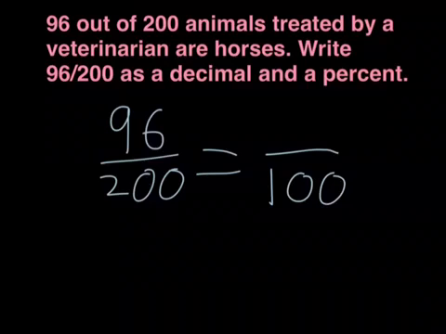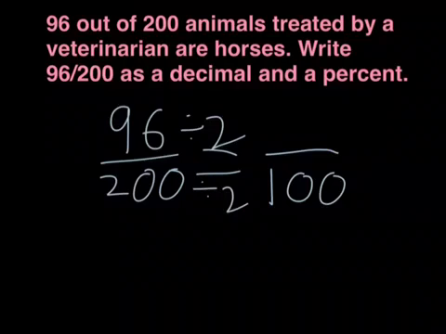So we have 96 over 200 as a fraction. Now, we know percent means out of 100. So if we can somehow find an equivalent fraction with 100 in the denominator, it becomes very easy to turn this into a percent. In this case, that is simple because 200 divided by 2 is 100, so we just have to divide 96 by 2 and we'll get an equivalent fraction.